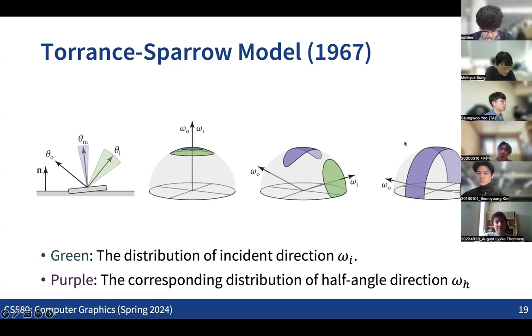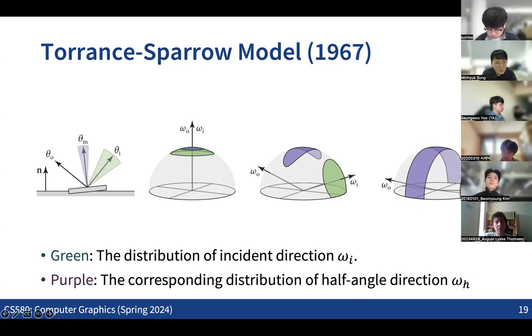Makes sense? So when you have this outgoing direction, every time you perturb the incident direction here, we see that the half angle vector varies over this purple area. It's a visualization of their relationship. Clear?